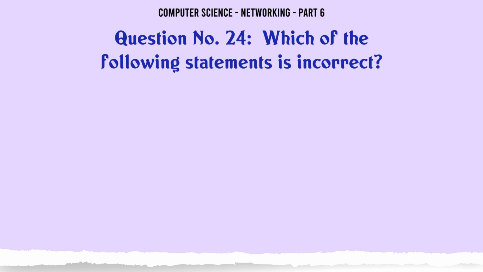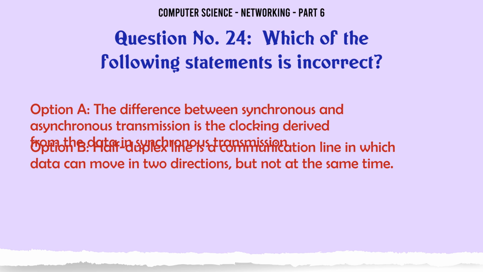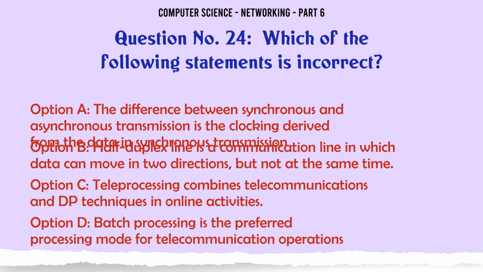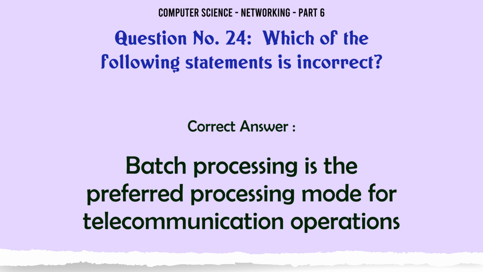Which of the following statements is incorrect? A. The difference between synchronous and asynchronous transmission is the clocking derived from the data in synchronous transmission. B. Half-duplex line is a communication line in which data can move in two directions but not at the same time. C. Teleprocessing combines telecommunications and DP techniques in online activities. D. Batch processing is the preferred processing mode for telecommunication operations. The correct answer is batch processing is the preferred processing mode for telecommunication operations.